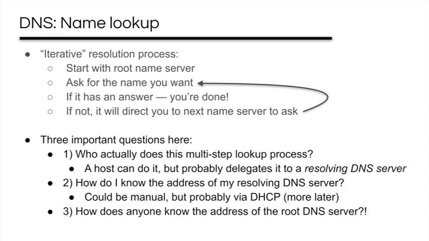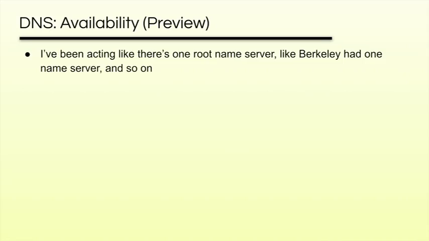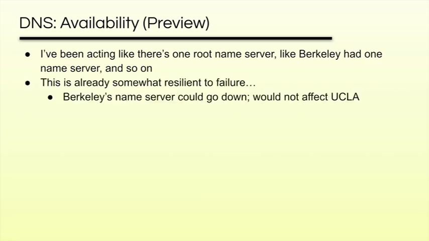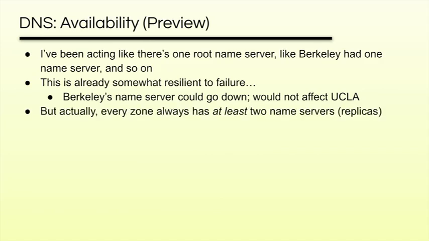And so that leads us to our third question, which is, how does anyone know the address of the root DNS server? But before I get into that, I have to come clean about a little fib I've been making. I've been talking pretty much like there's one root name server, and like Berkeley had one name server, and so on. And I want to point out that this is actually already somewhat resilient to failure. Berkeley's name server could go down, and that wouldn't affect UCLA, for example. But actually, every zone always has at least two name servers, replicas of each other.